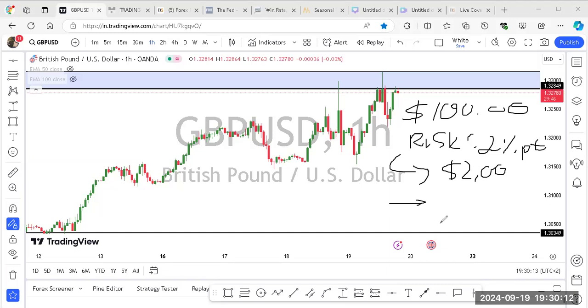What's your maximum threshold for the day? How much are you willing to lose per day? I put $6, 6%. $6. So basically 3 trading opportunities.